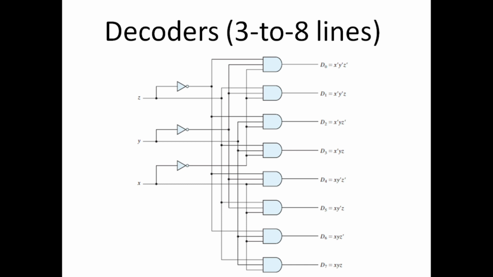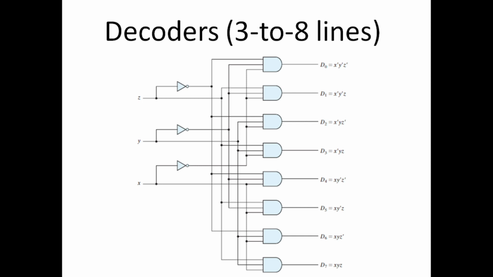This is a 3 to 8 line decoder. A decoder basically generates minterms from the input lines. In this example there are 3 input lines, x, y and z, and there are 2 raised to power 3, which is 8, AND gates, and each AND gate generates a minterm. As we already know, for n variables there are 2 raised to power n minterms, and in this decoder there are 3 inputs and 2 raised to power 3 outputs.